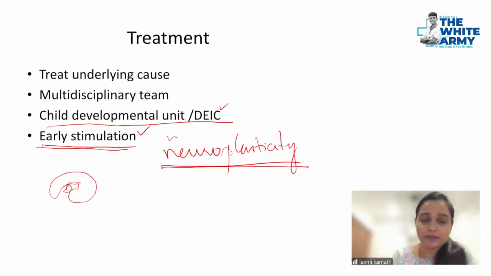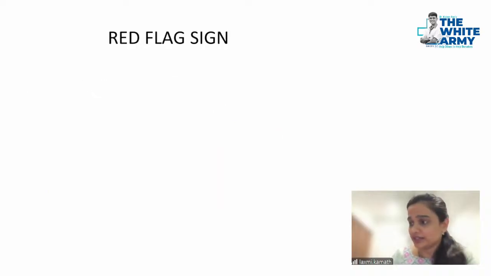Now, at this point, one question for you guys: when do you refer to a child developmental unit or DIC? What is the referral criteria? For knowing the referral criteria, you should know something called red flag signs. When you see a child, there are a few signs which, if present, you have to directly refer the child to a pediatrician or a child developmental unit. This is what we'll be discussing in today's class.